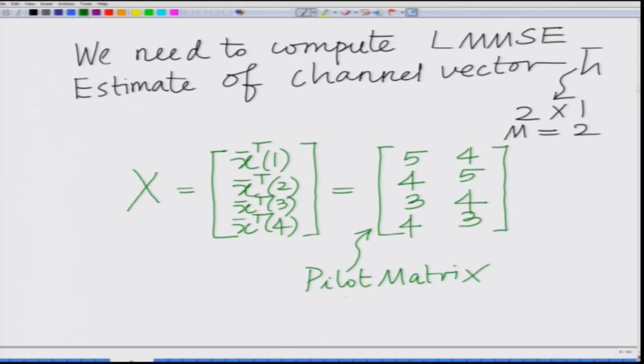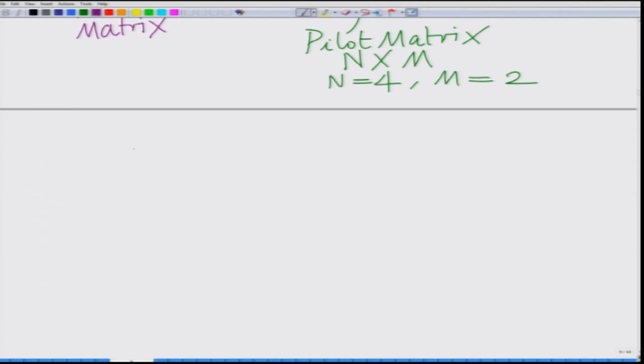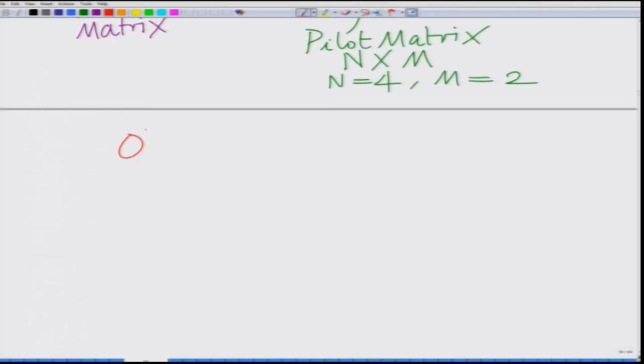This is the pilot matrix, which is, remember, n cross m, that is n is equal to 4 and m is equal to 2. This is an n cross m pilot matrix. Okay. So, now we have the pilot matrix. Remember, this is your X, which is the pilot matrix. This is the first important aspect of multi-antenna channel estimation. We have to form the pilot matrix. Next, we form the observation vector, that is y bar. Remember, y bar is n cross 1, where n is the number of observations.